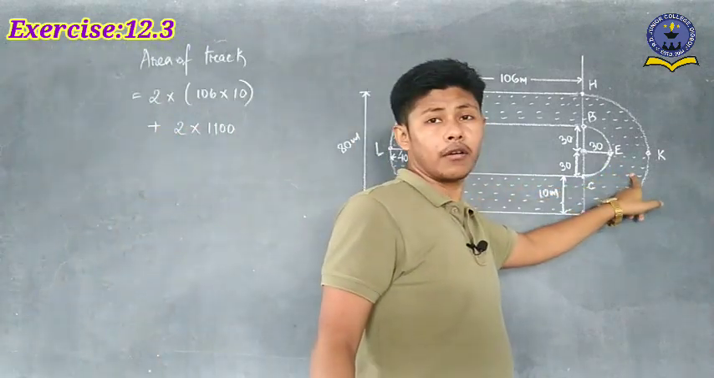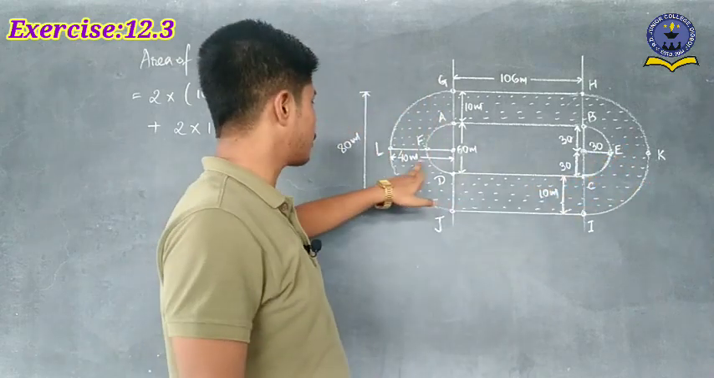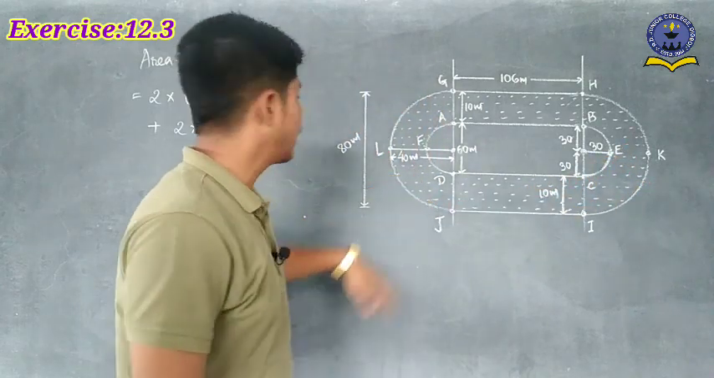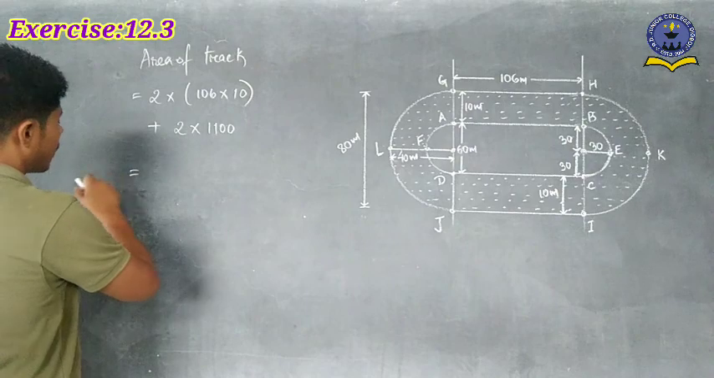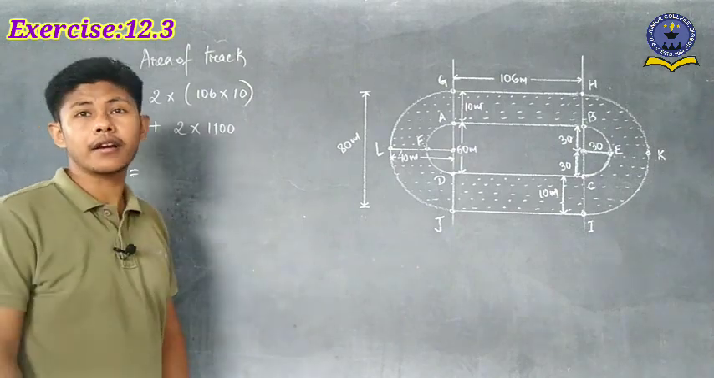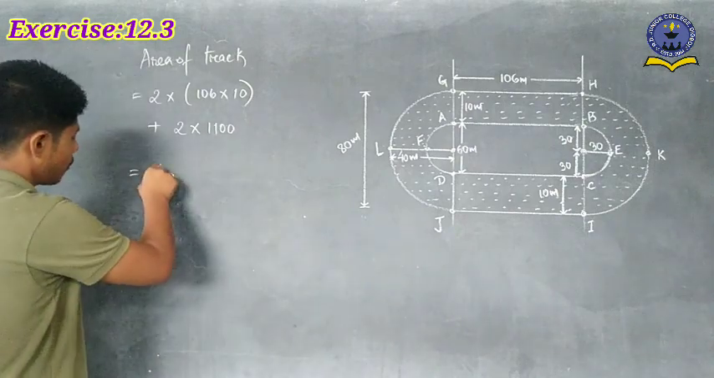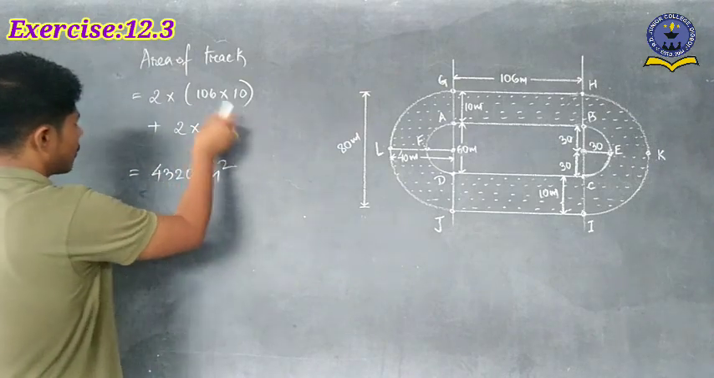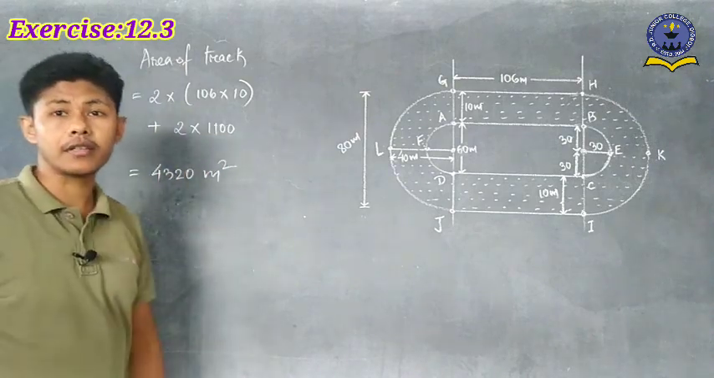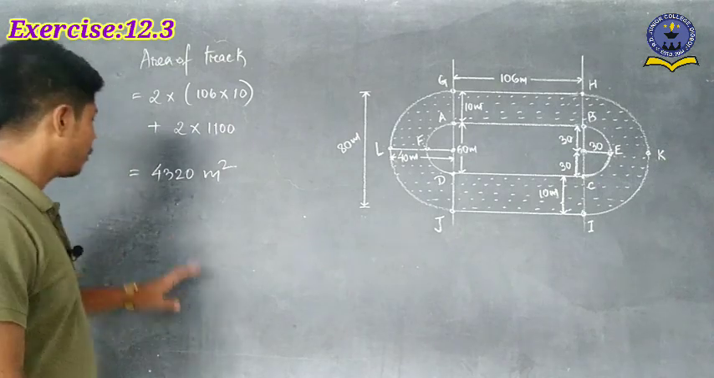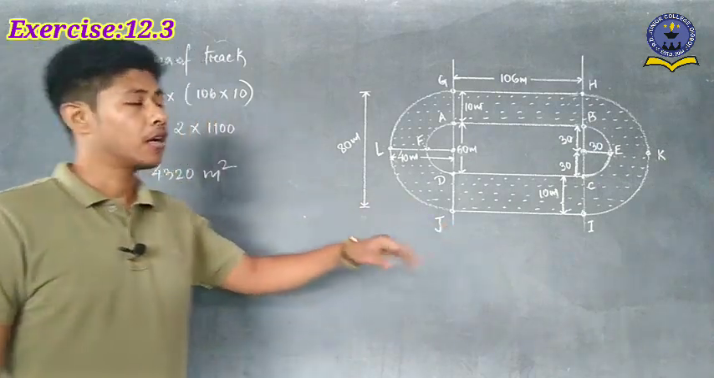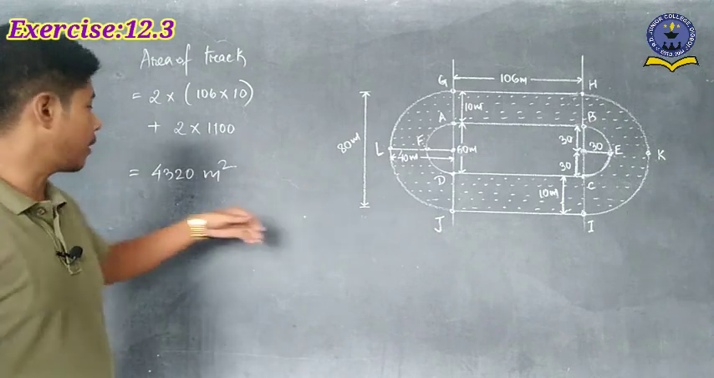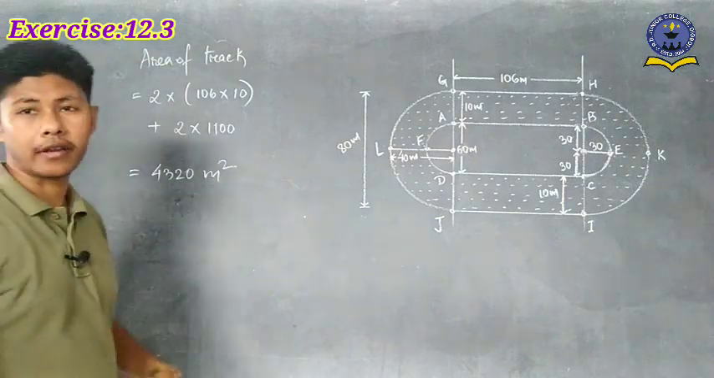This portion we already found out, how much? 1100. So that means this portion is also 1100. And if you calculate this one, finally we get the result, how much? 4320 meter square. So calculation is yours. So you have to calculate this result. Is it clear? So in this way we can find out the inner distance here as well as the area of the racing track.